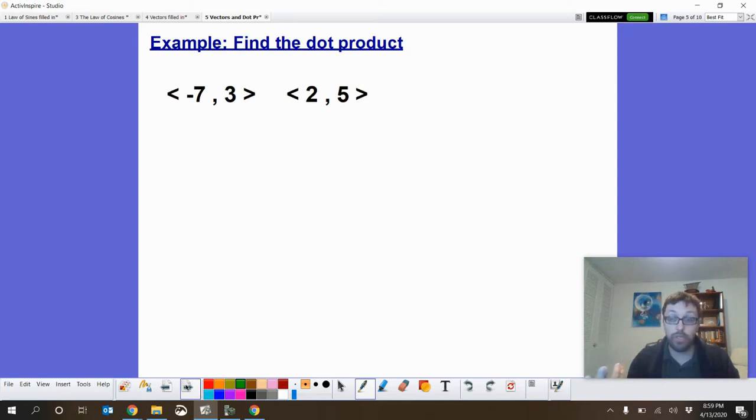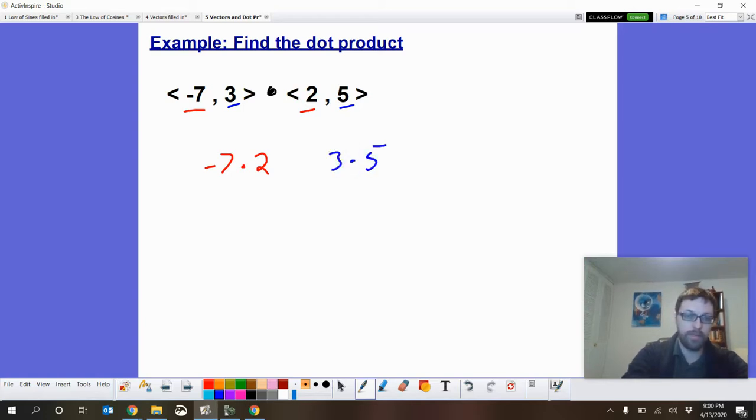So I've got these two. I would like to find the dot product of these two vectors. So what you need to do is multiply the x's. So -7 times 2. And then we're going to multiply these two together: 3 times 5. And then, according to the rules of the dot product, you just add them up. So we get -14 plus 15, and we get 1.